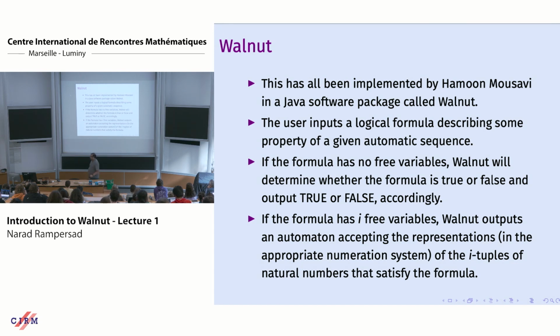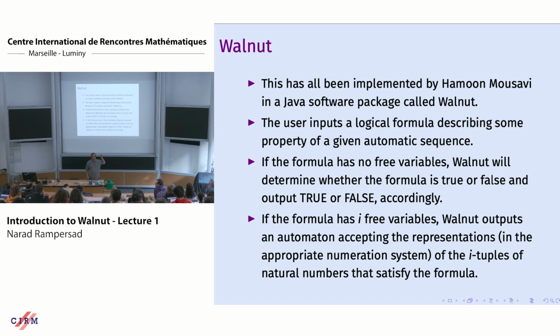Jeffrey Shallit's student Hamoud Mousavi implemented this decision procedure in Java in a package called Walnut. And the way it works is if you want to check some property of an automatic sequence, you provide as input the DFAO for the sequence, and then a statement in first order logic describing the property of the sequence that you want to check. And the software will simply verify.